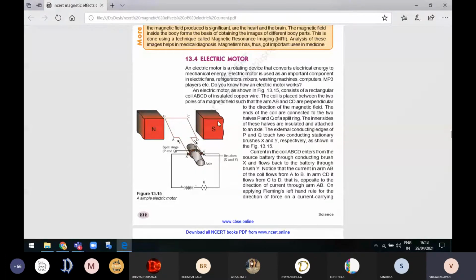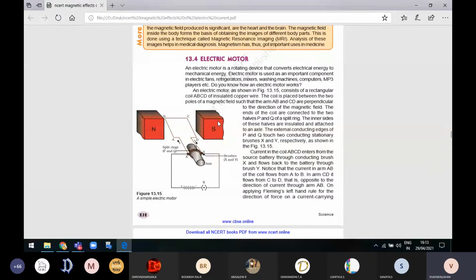An electric motor consists of a rectangular coil ABCD of insulated copper wire. The copper wire is insulated and is wound on the coil. The coil is placed between the two poles of a magnetic field. So ABCD is a rectangular coil and two shafts are there, attached at the center. That part is called the armature. So one by one you can see.